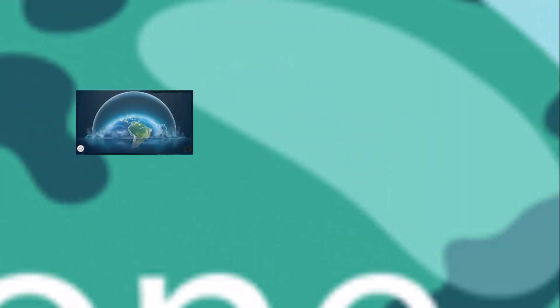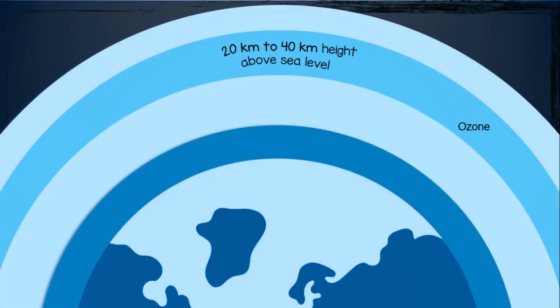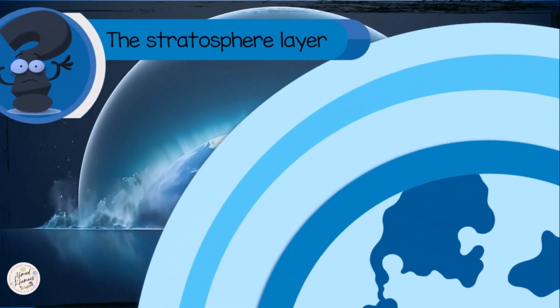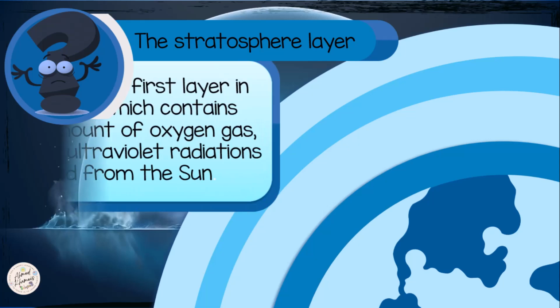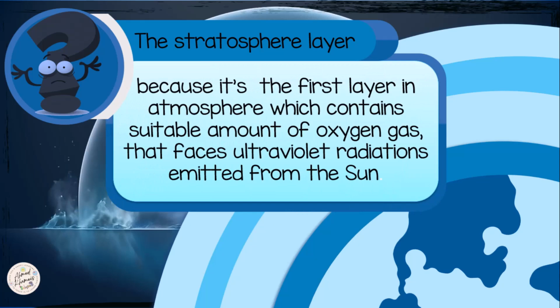So the ozone layer is the layer in the stratosphere from 20 to 40 kilometers above sea level. So why exactly in the stratosphere layer? Because the stratosphere layer has enough oxygen and faces the ultraviolet radiation coming from the sun. So the ozone layer forms in the stratosphere because it's the first layer in the atmosphere which contains a suitable amount of oxygen and faces ultraviolet radiation.